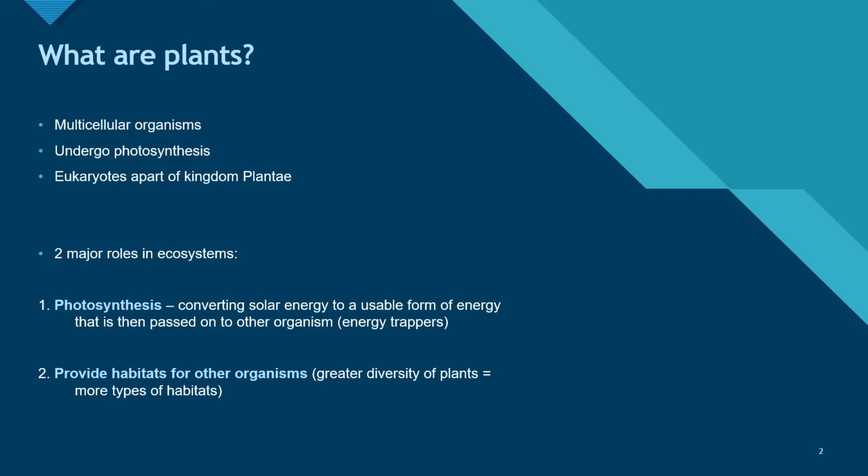So in our case, there are two major roles plants have in ecosystems. One is photosynthesis, which is converting solar energy to a usable form of energy that is passed on to other organisms, or energy trappers. And two, they provide habitats for other organisms. So the greater diversity of plants equals more types of habitats. And then the more types of habitats, the more types of animals, and so on.